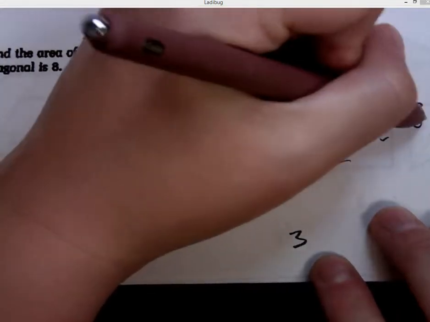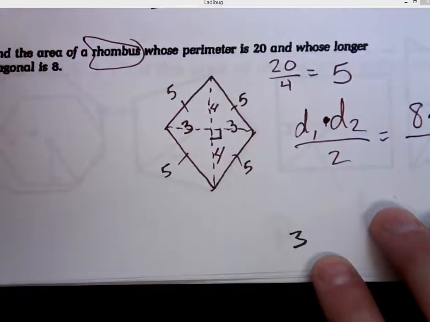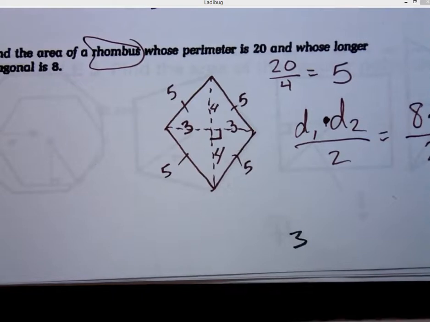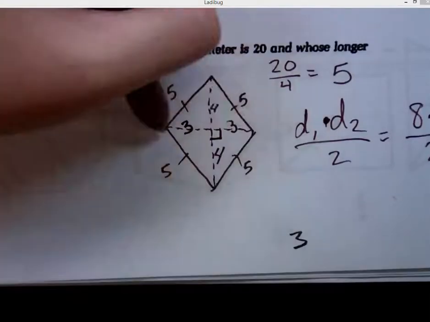So one of the diagonals is 8. What is the other diagonal? 6. Okay. Yes. A lot of people put 3. It is 6. Make sure you see that. I see that a lot. So it's the entire diagonal.